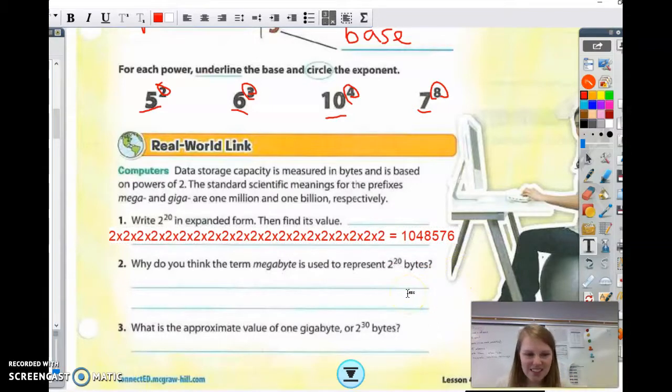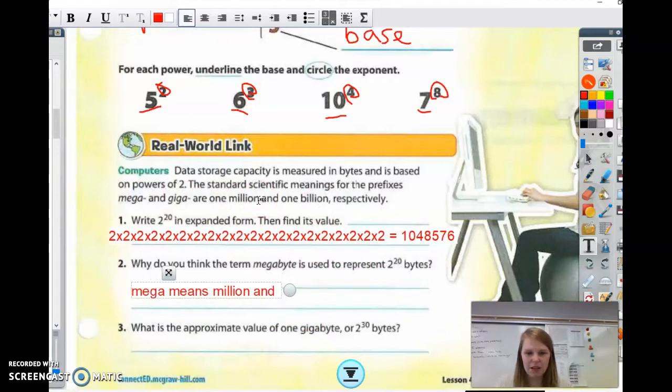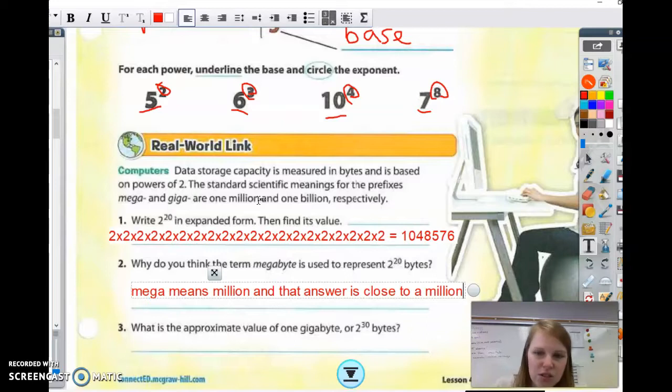So let's take a look at the next one here. So this says, why do you think the term megabyte is used to represent this? Well, didn't we say mega means million? So I'm going to say mega means million, and that answer is close to a million. Okay, I know it's close to like 1,048,000 whatever, but it's close-ish to a million.